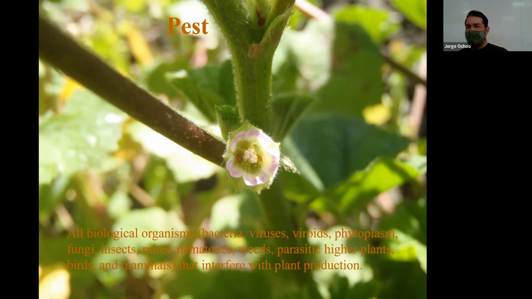And so for our purpose, we are going to be describing a pest. Okay, so this is integrated pest management. So we're going to be dealing with pests. And just for our definition, a pest is all biological organisms, whether it be bacteria causing leaf spot on plants, or a virus. We have a citrus greening virus right now. Viroids are going to be less common. Phytoplasma, also less common. Fungi that are pathogenic to plants. Insects, which some of you have. Mites, nematodes, weeds, parasitic higher plants.